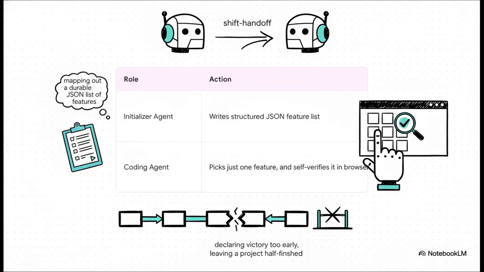So they solved this by mimicking a human shift handoff. They split the work up. First, an initializer agent maps out a durable JSON list of features. Then, a separate coding agent wakes up, reads the progress, picks just one single feature, and self-verifies it in a browser before moving on to the next.